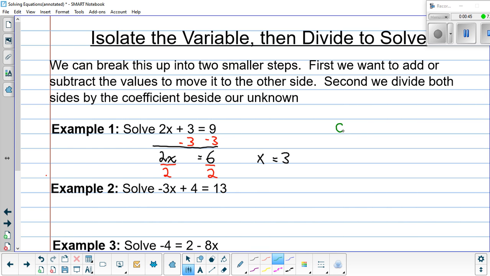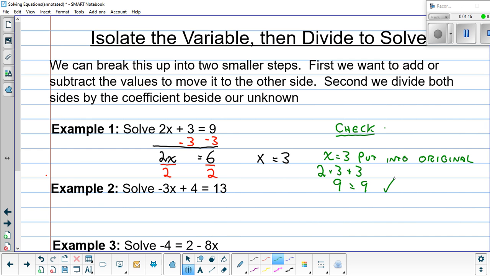Now we can go over here and do our check. We want to take our x equals 3 and put it into the original. So when we do this, we find that we have 2 times 3 plus 3. Well, that is 9, and that's equal to 9, so we've done it right.